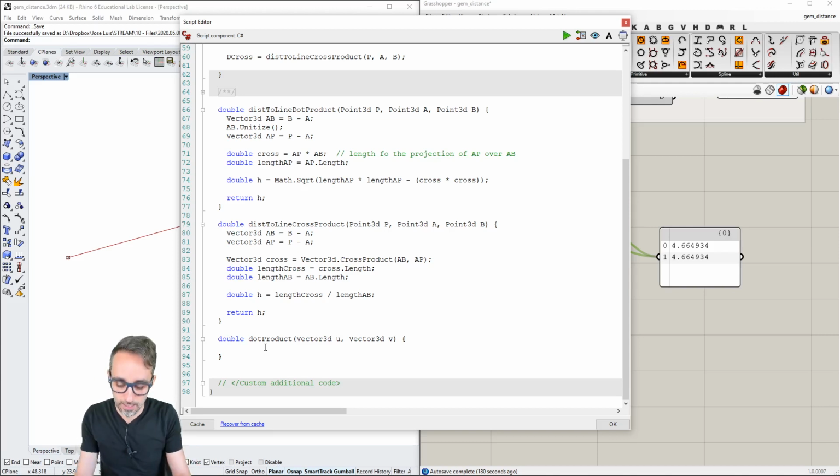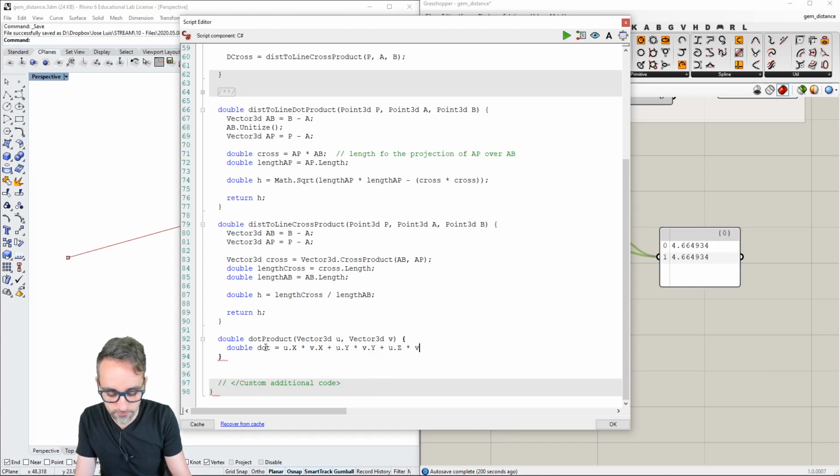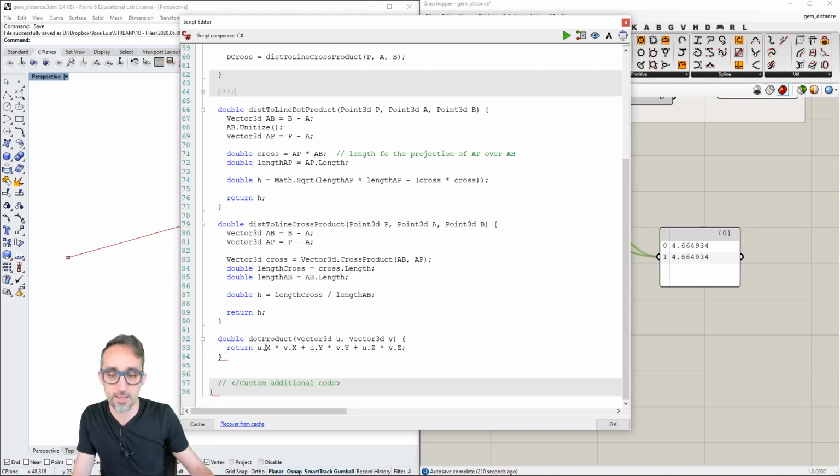And second, it's very easy to compute. So actually the double is going to be equal to the sum of the multiplication of the components of each one of the vectors. So this would be u.x times v.x, plus u.y times v.y, plus u.z times v.z. And we just return that. And actually, if we want to really shortcut this, we can just return that value right away. Okay?